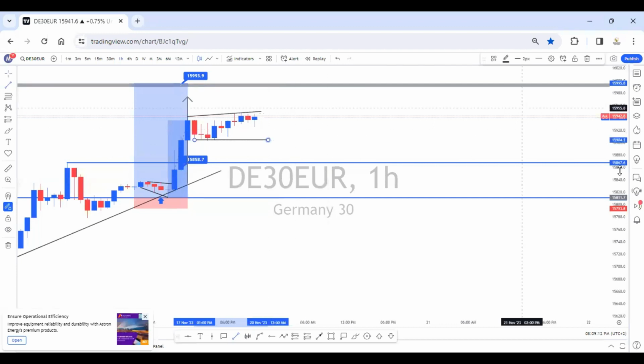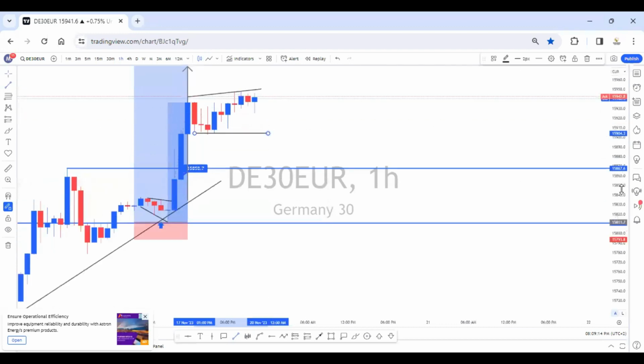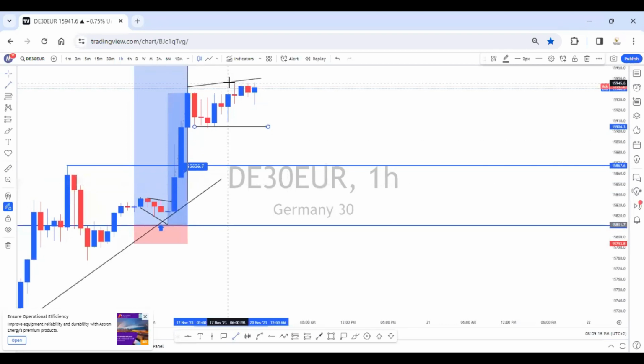It's a ranging market. We are moving between support and resistance. This is our resistance. Sorry, this is our resistance, and this is our support level. You will realize there is a high possibility that we'll find ourselves in this kind of movement.